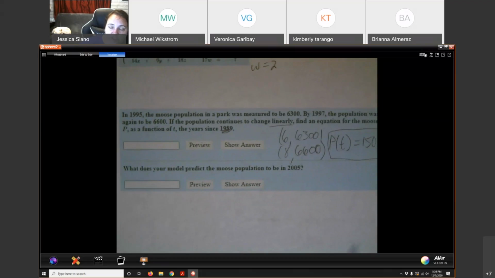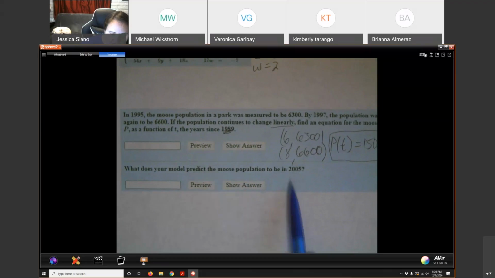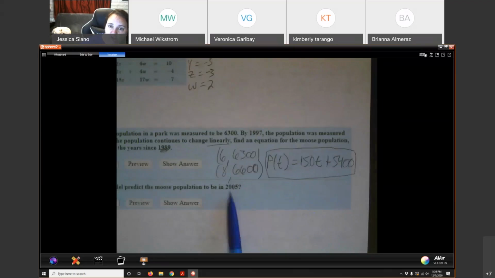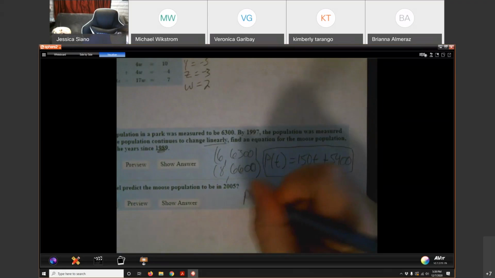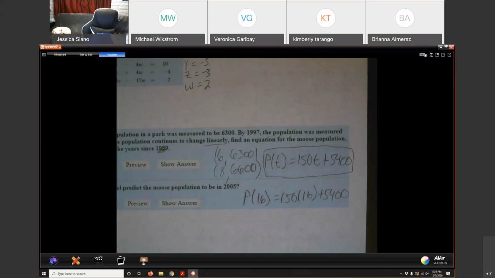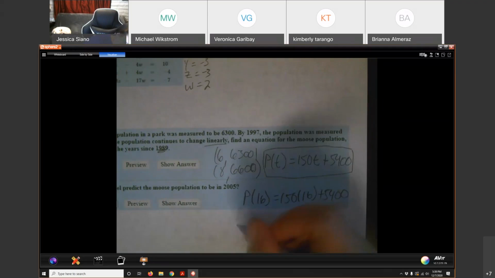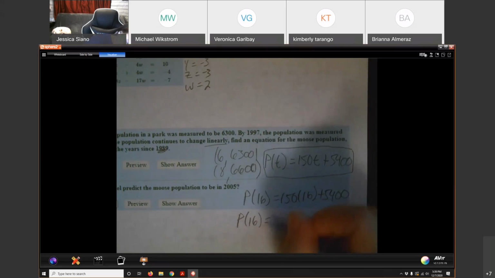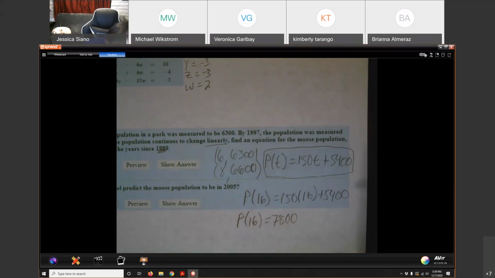So what does your model predict will be the moose population in 2005? Well, if we started in 1989, 2005 would be 16 years later. So we're going to plug in 16. And 150 times 16 plus 5,400 is 7,800 moose.